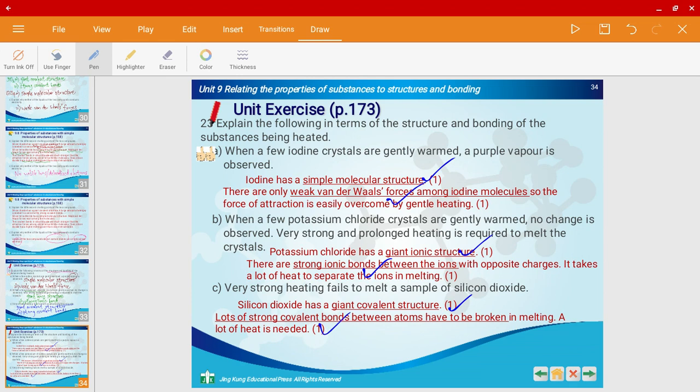All right, so I really like this question because it also helps us to recap on the previous structures and bondings we've learned: simple molecular structure and giant ionic structure. All right, this is the end of this video, but in the next video we'll be talking about the final one, which is giant metallic structure. And you can guess very easily, it is for metals.